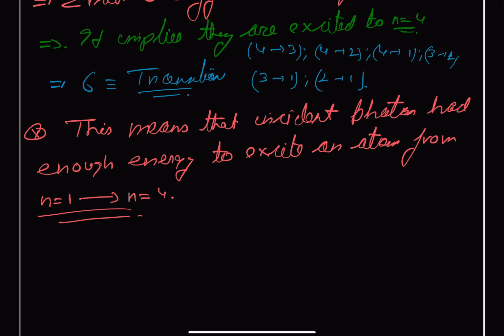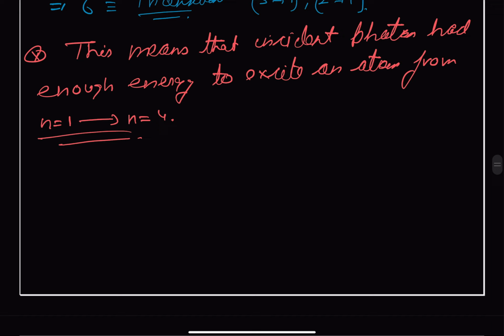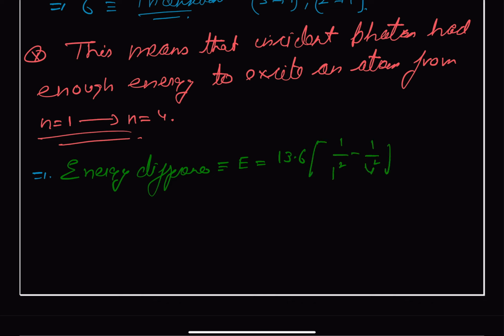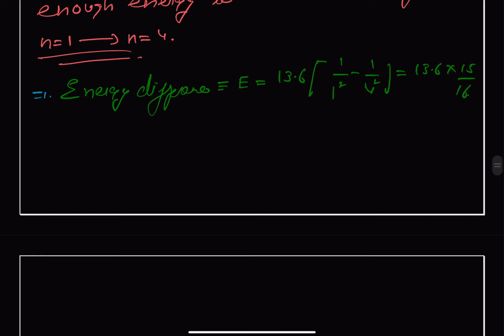Now we can find the energy difference between these two levels. The energy difference E will be equal to 13.6 times 1 upon 1 square minus 1 upon 4 square, which is 13.6 into 15 upon 16. Therefore the energy difference E is approximately equal to 12.75 electron volt.